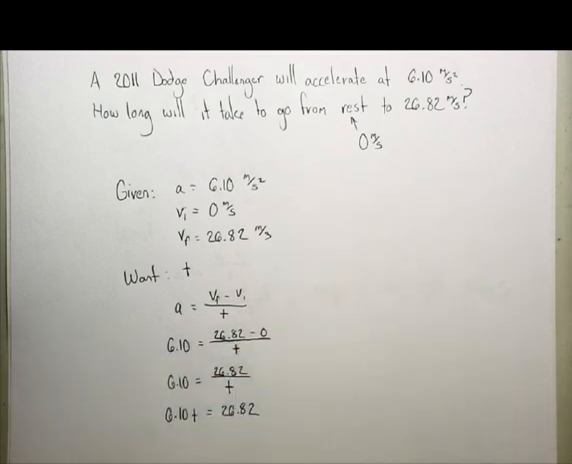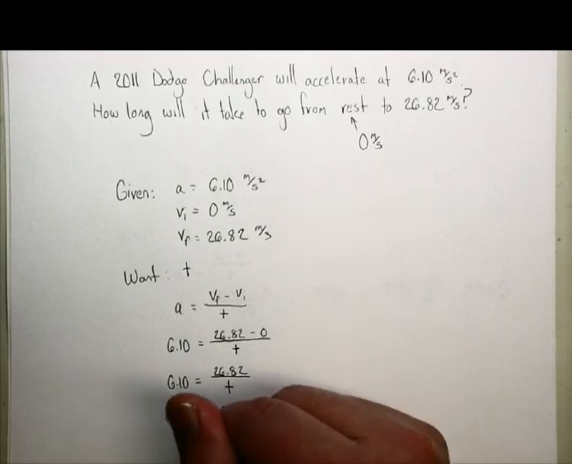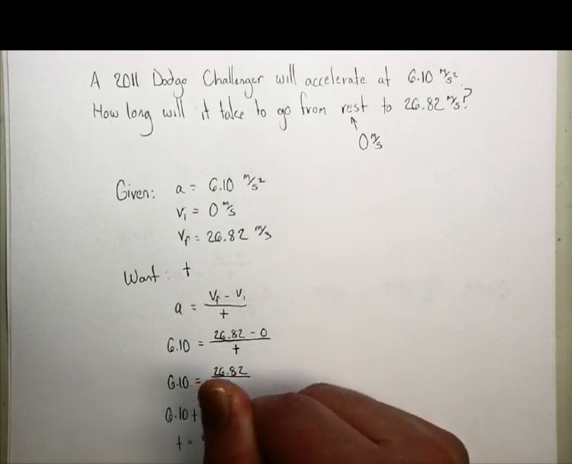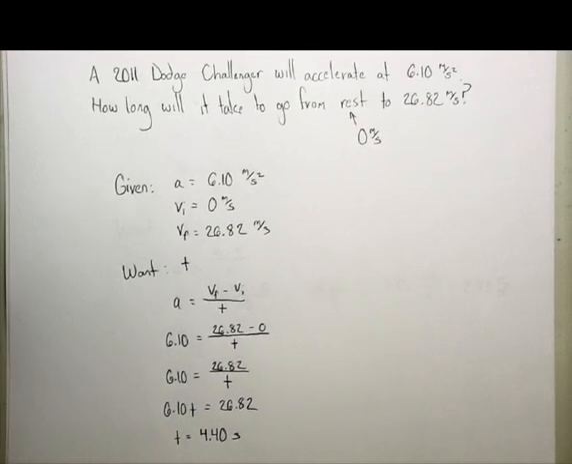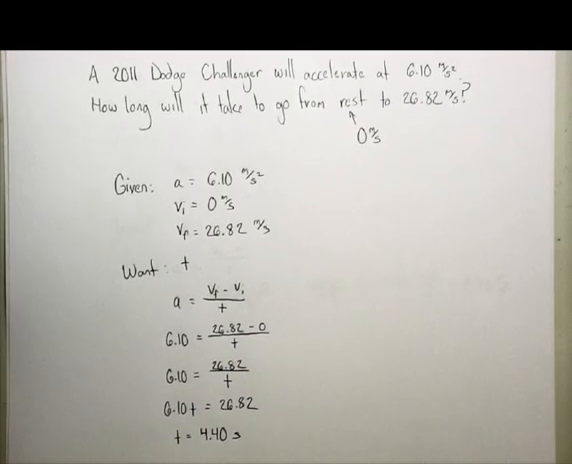And now we are a short division problem away from knowing our answer. So 26.82 divided by 6.10 gives us a time of 4.40 seconds. So a 2011 Dodge Challenger, and remember this is the tricked out model, will go from 0 to 60 in 4.4 seconds, which is remarkably fast.